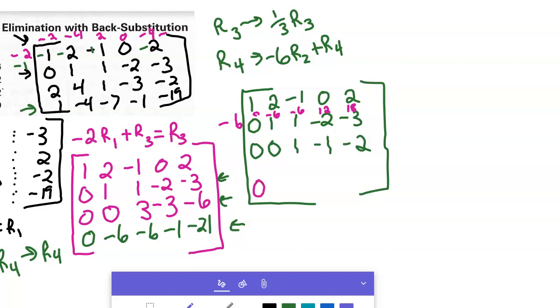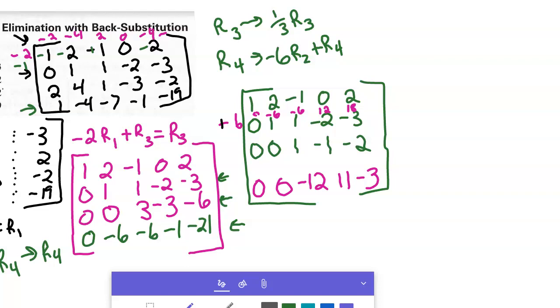So 0 and 0 is 0. -6 plus 6 is 0. -6 minus 6 is -12. 12 minus 1 is 11. And 18 and 21 negative is -3. It must be late at night. I see another mistake I made.